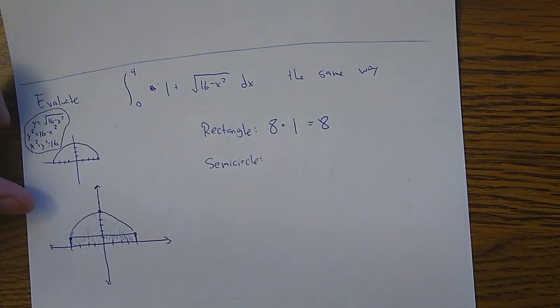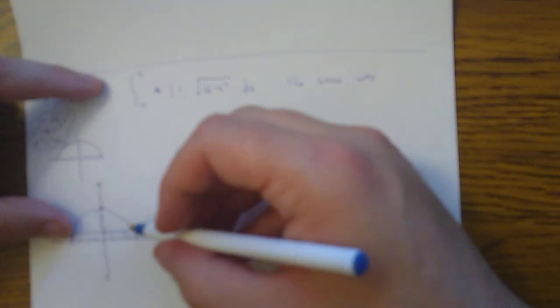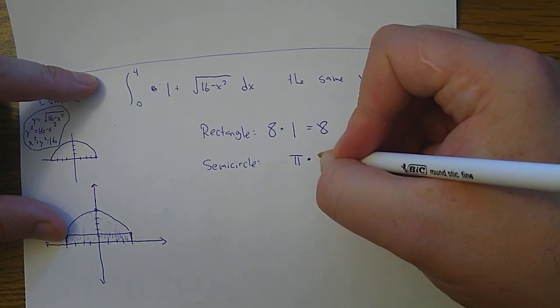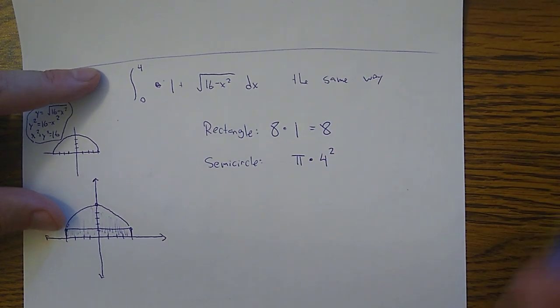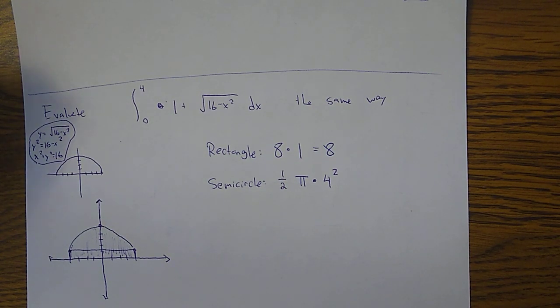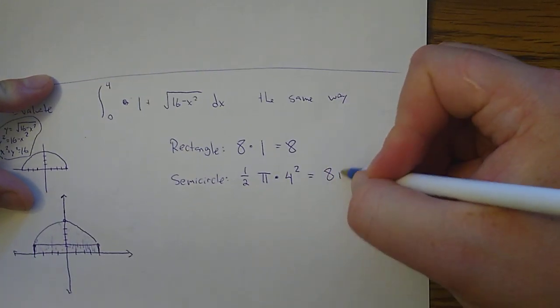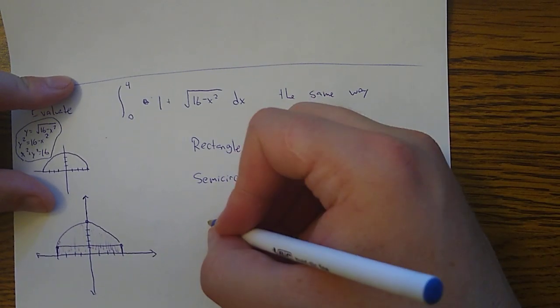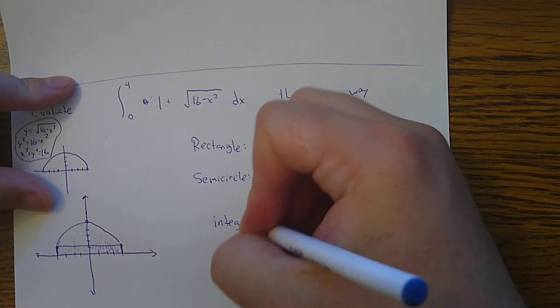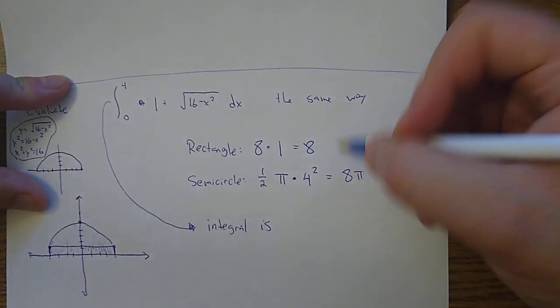Now the area of the semicircle, well, it has a radius of 4, and the area of a circle is pi r squared, so I'll do pi times 4 squared. But actually, this would be the area of a whole circle, and I just have half of it. So I'm doing 1/2 pi r squared. That's 16, so this would be 8, so this would be 8 pi. So this integral is the sum of these two.